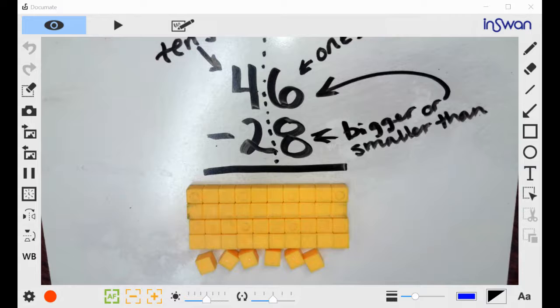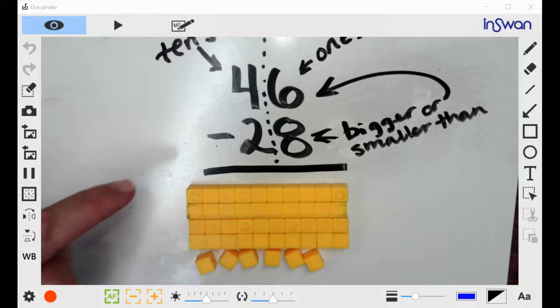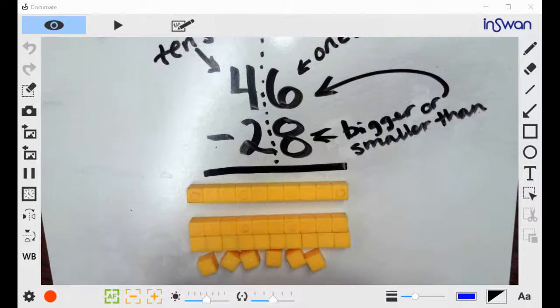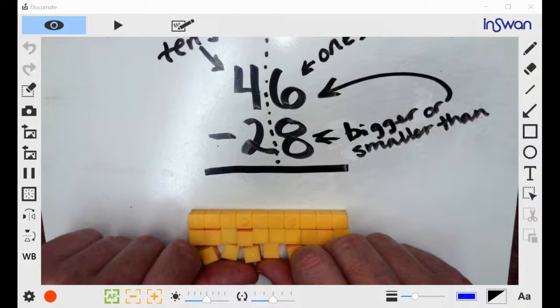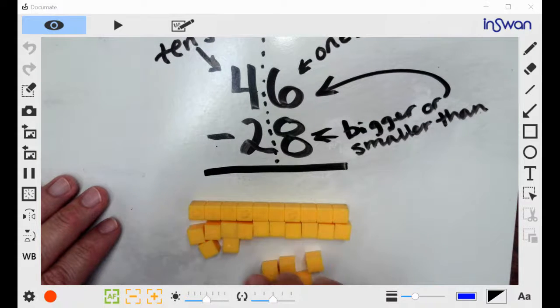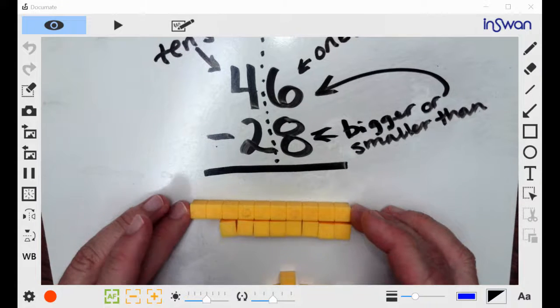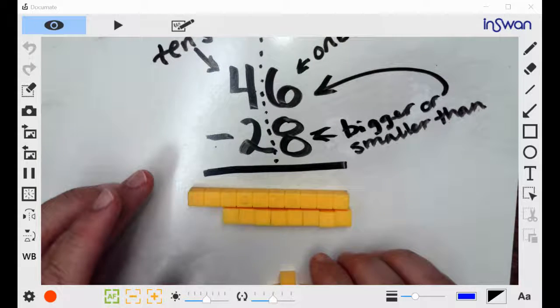So when I subtract, I have my 28 that I'm going to subtract, so I can take out 1, 2 bars. Then I can take out 1, 2, 3, 4, 5, 6, 7, 8 single units, and I am left with 10, 18.